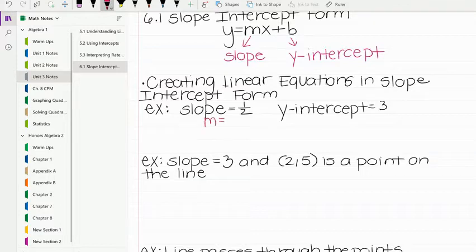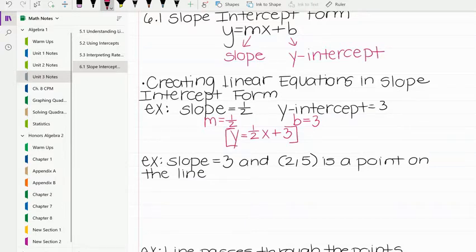I know that slope is m, so m equals 1/2, and the y-intercept is b, so b equals 3. So if I have that, I can write y equals m, which is 1/2, x, and then plus b, which is 3. So that would be my equation.